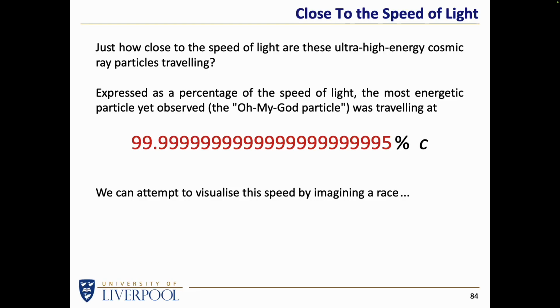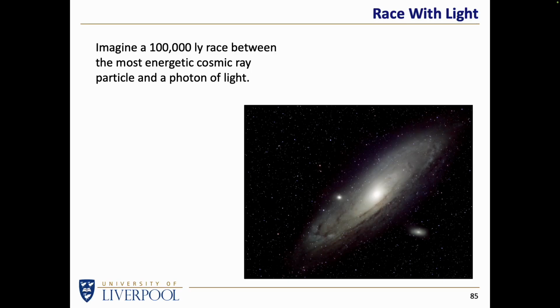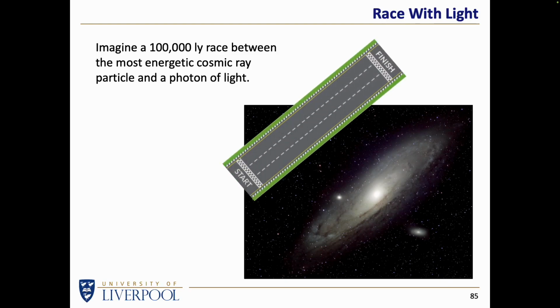And in order to get some attempt to visualize, other than just counting how many nines there are in there, here's a way of visualizing just how fast this particle must have been traveling. Let's imagine, hypothetically, a race between the most energetic cosmic ray that we've been talking about, a positively or negatively charged particle, and a photon. Let's imagine this is done in a perfect vacuum, so we know the light is going to be traveling at the speed of light. And we're going to have a racetrack which is 100,000 light years long. So in other words, roughly the size of the galaxy, give or take.